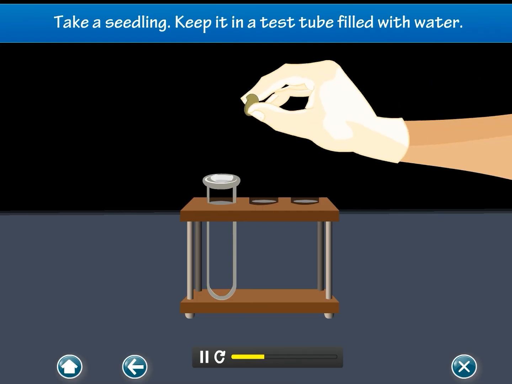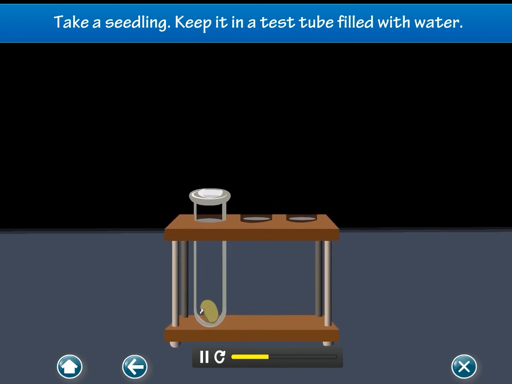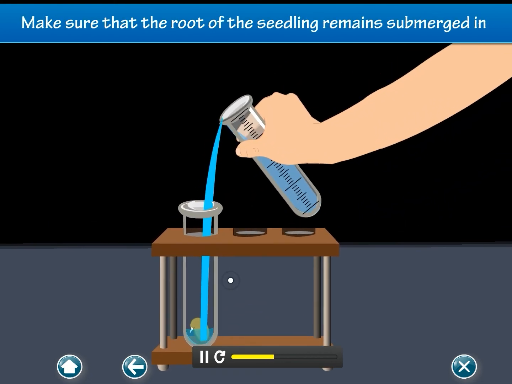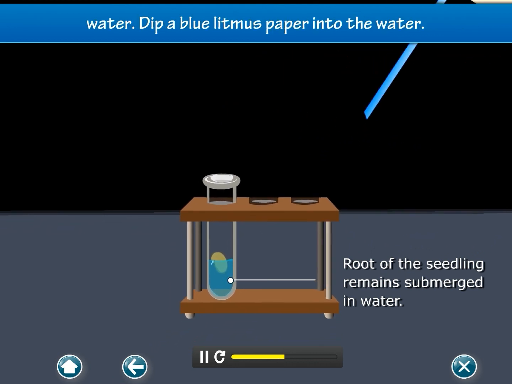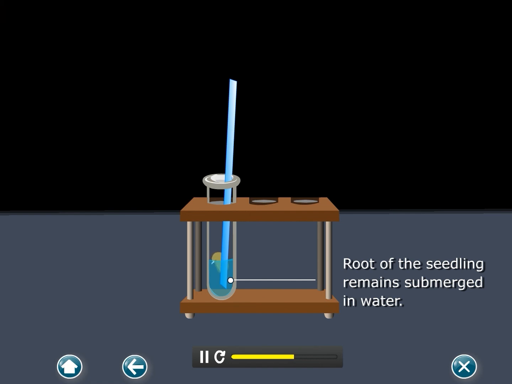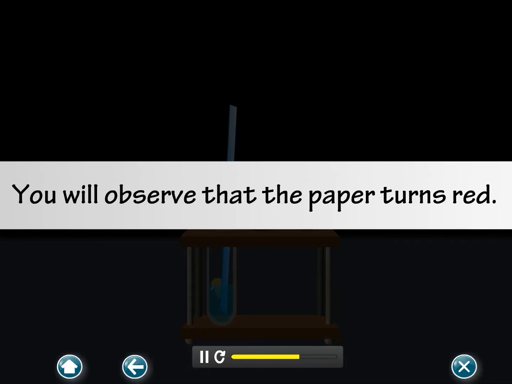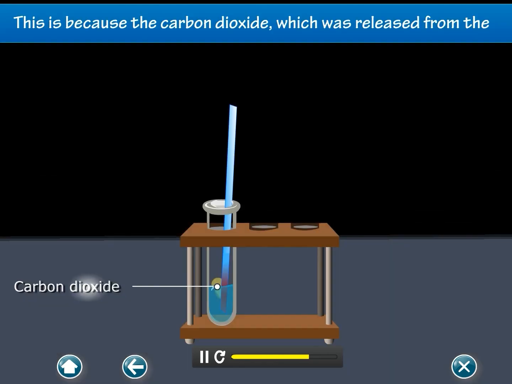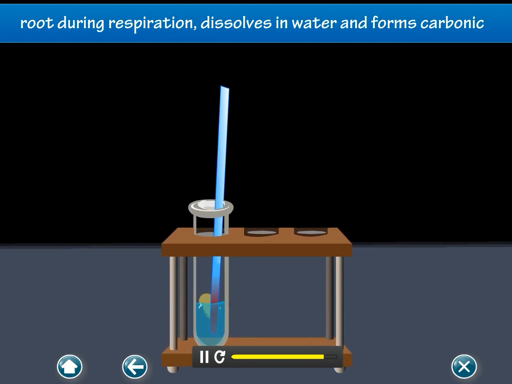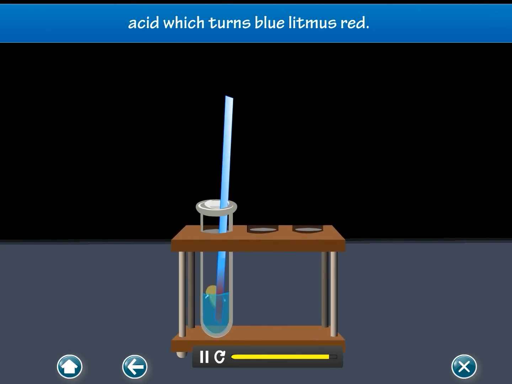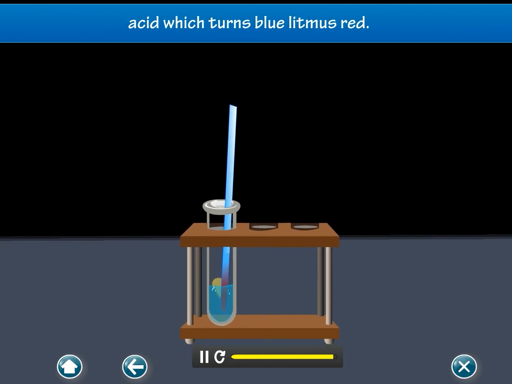Take a seedling. Keep it in a test tube filled with water. Make sure that the root of the seedling remains submerged in water. Dip a blue litmus paper into the water. You will observe that the paper turns red. This is because the carbon dioxide which was released from the root during respiration dissolves in water and forms carbonic acid, which turns blue litmus red.